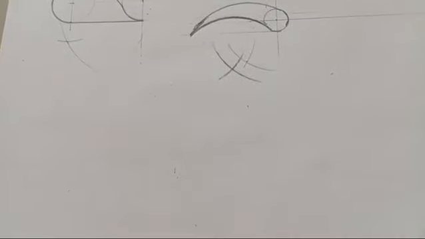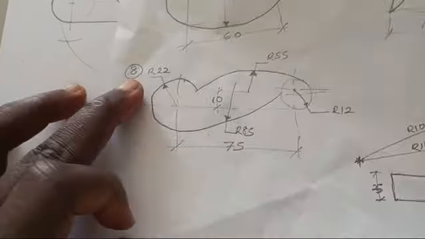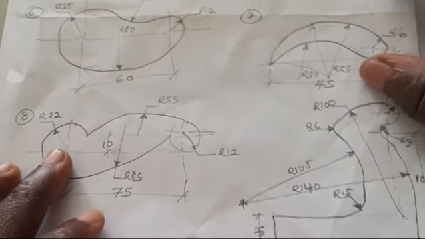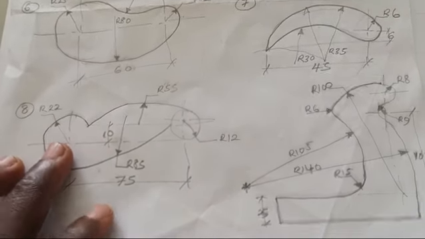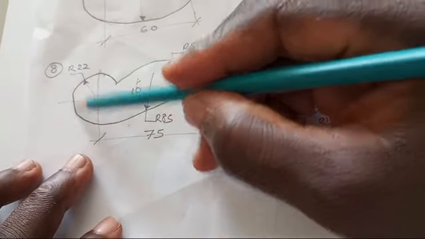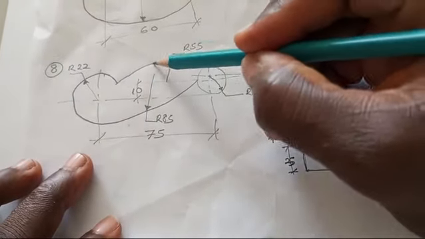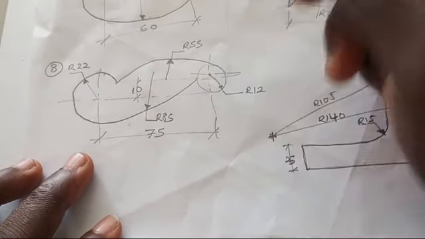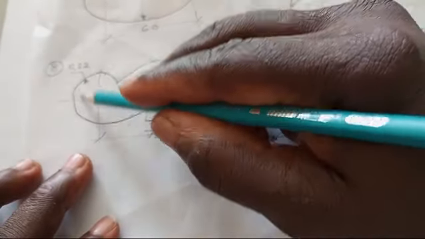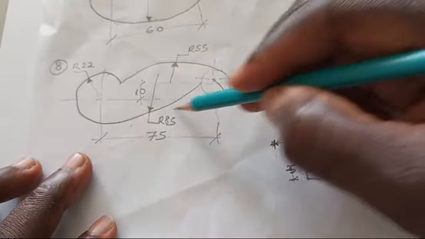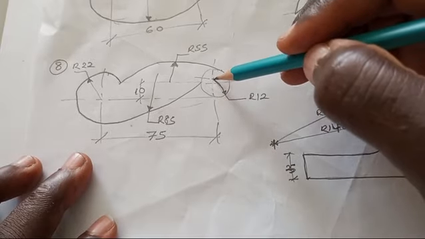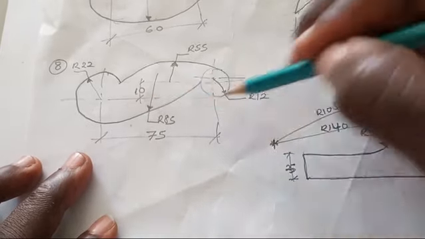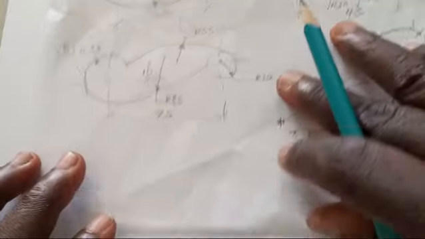In this video we'll be solving question number 8 from the series of questions we started earlier, and it's still on principles of tangency. This is the question. The object has this curve, that is 1. It has this curve, 2. It has this one here, 3, and this one here, 4. And the center of this curve of radius 22 coincides with the bottom of this curve of radius 12, and the distance apart is 75. So let us start with that.